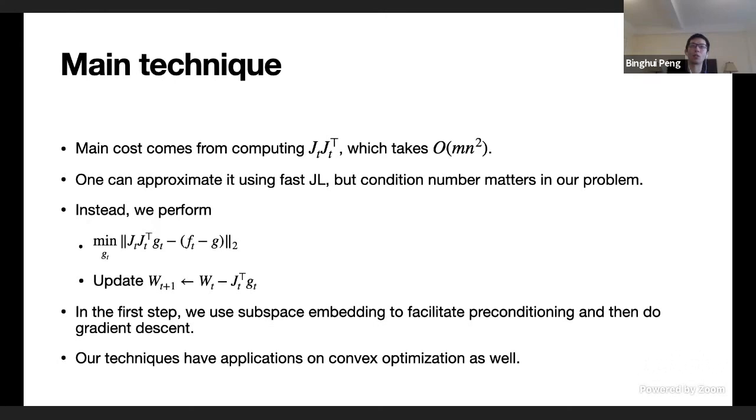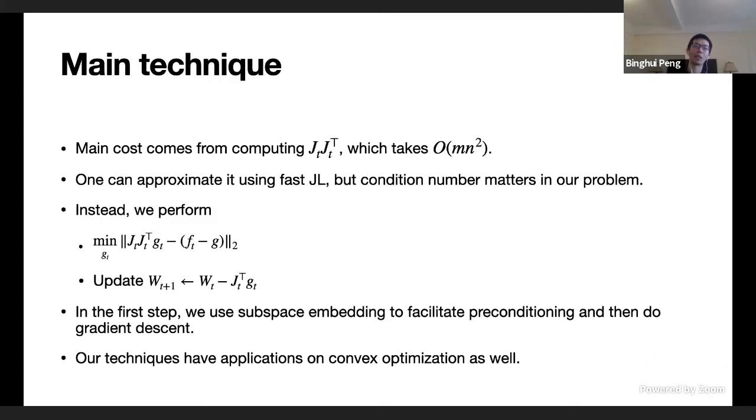Our solution is to just approximately compute this J times J transpose and prove that the training algorithms are actually robust to small losses here. One very simple idea is that maybe one can just use FastJL to compute this J times J transpose. But the problem here is that the condition number actually proves to matter in real-world problems. If we just simply use FastJL, then it will bring a large additive overhead on N.